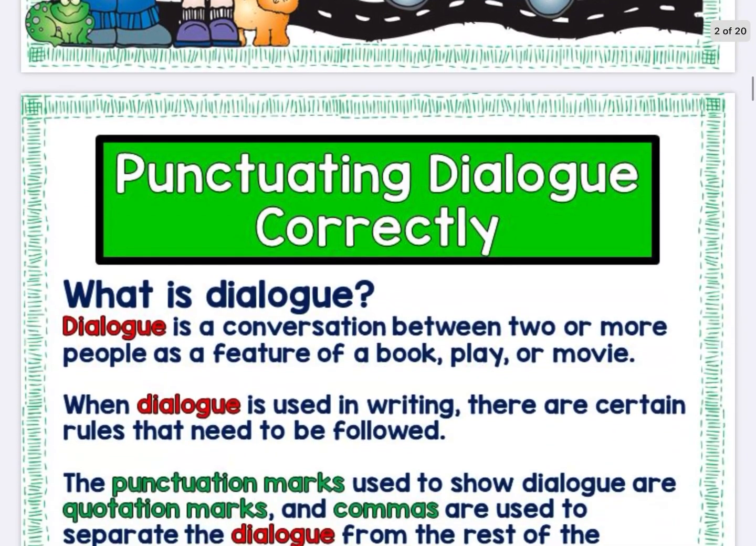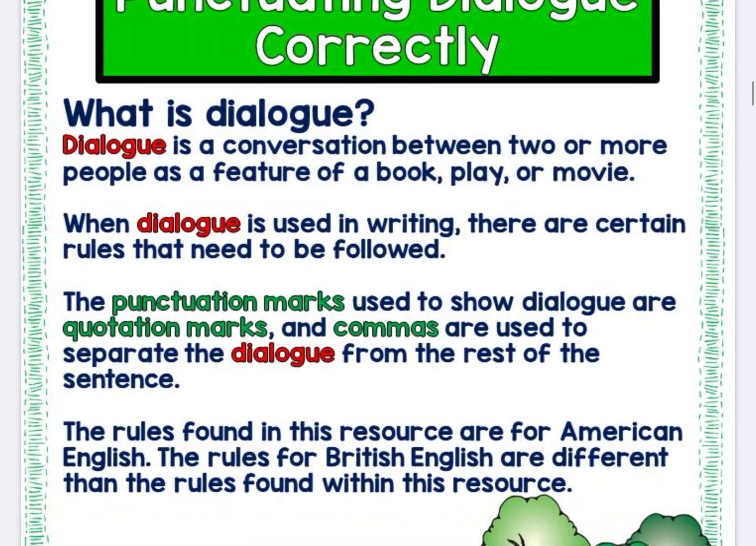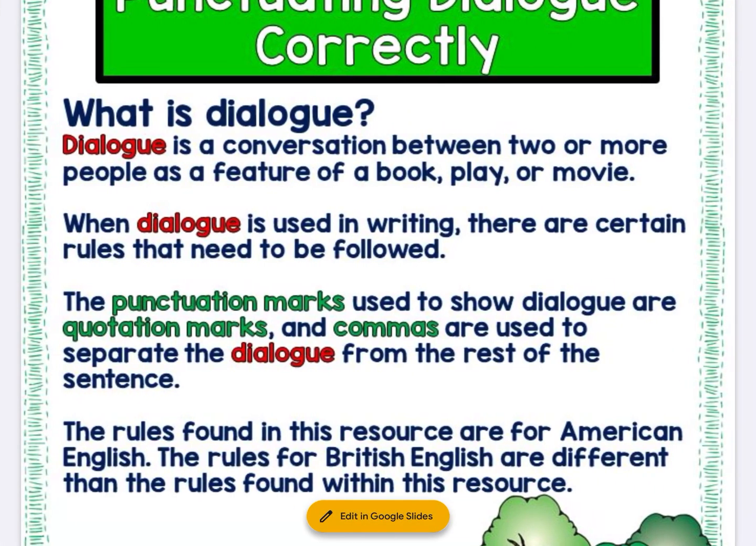So, all right, punctuating dialogue correctly. Dialogue, and you can follow along as I read this, is a conversation between two or more people as a feature of a book, play, or movie. When dialogue is used in writing, there are certain rules that need to be followed. So the punctuation marks used to show dialogue are quotation marks and commas, all right? And they're used to separate the dialogue from the rest of the sentence.